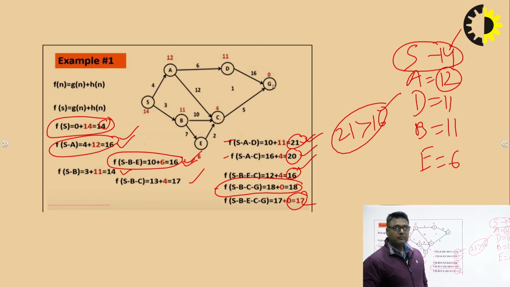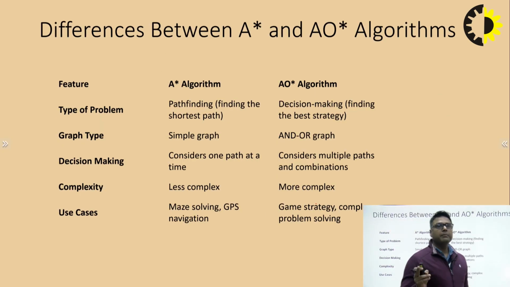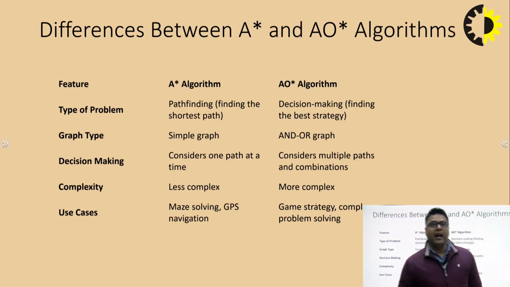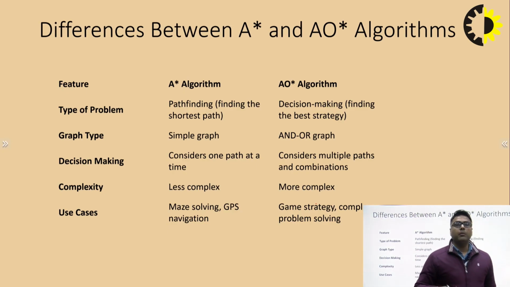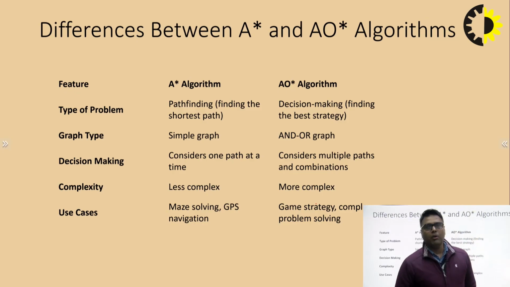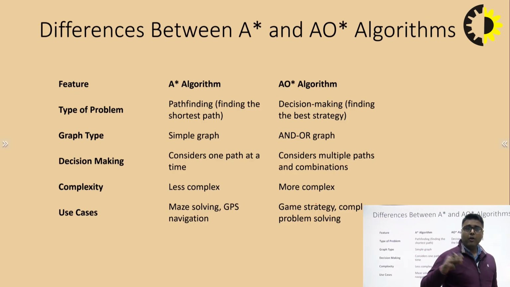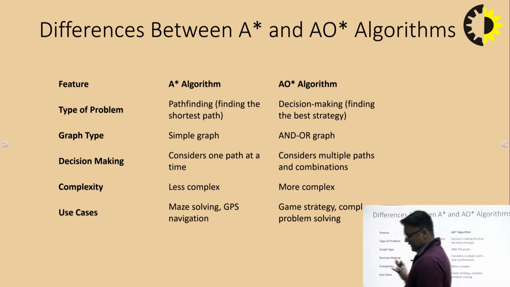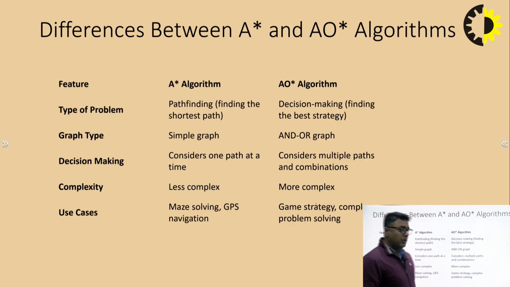Next, the difference between A star and AO star. AO star is also an advanced version and includes some optimal solution and some exact solution; it depends on the AND-OR function. Here we discuss the difference between A star and AO star. First is the type of problem: which type of problem does it solve?